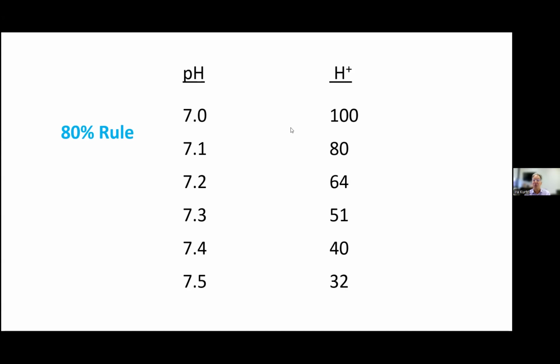A pH of 6 would be 1,000 nanomolar, right? There's a log difference. A pH of 8 is 10 nanomolar.